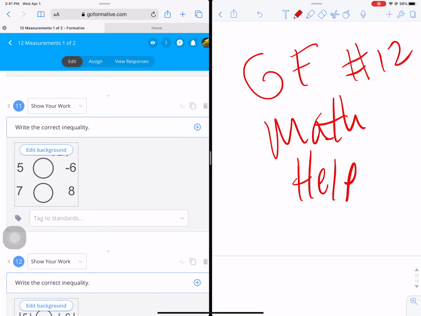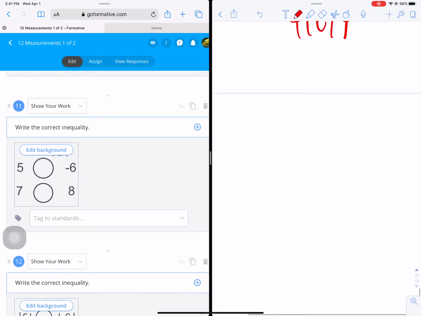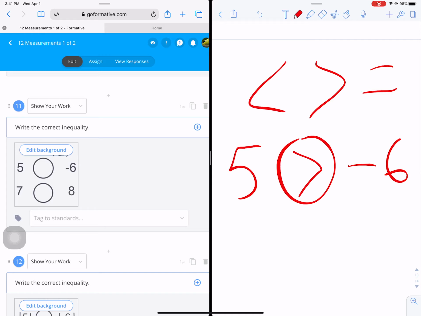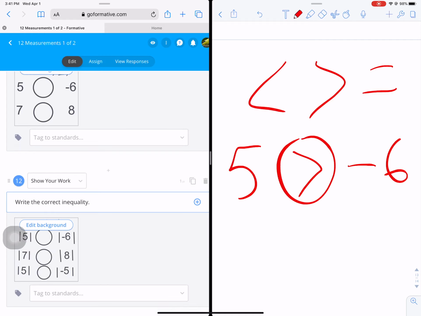All right. Write the correct inequality. So we have inequalities that, again, are less than, greater than, and equal to. And you have to figure out between 5 and -6 which one's bigger and throw that sign in there. You can write it with your hand. So 5 is obviously greater than -6, so I want to use the greater than sign. And then same thing for the next one.